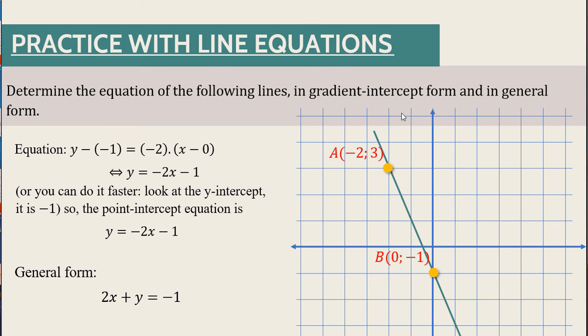So again, if you want to determine the equation of a line on the Cartesian plane, you take 2 points to calculate the gradient, and then you use the point and the gradient to create the gradient intercept form of the equation.